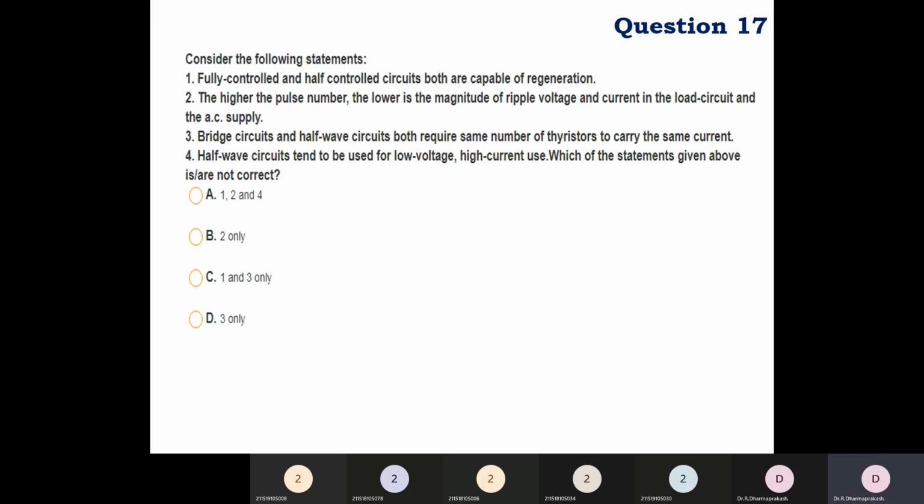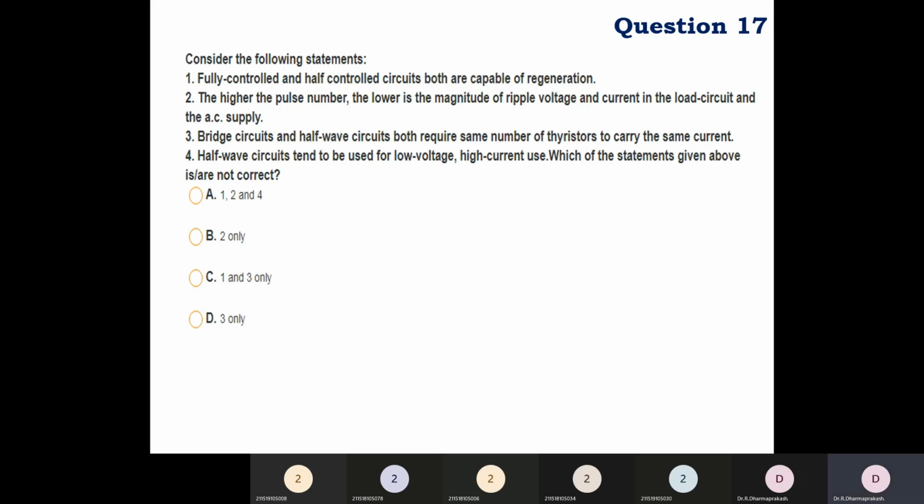Consider the following statements. First one, fully controlled or half controlled circuits both are capable of regeneration. So we know that during regeneration, the current should flow from the load to source. Actually, in a half controlled converter, the current cannot flow from the load to source, so regeneration is not possible. But in case of a fully controlled converter, the current can flow from the load to the supply so that regeneration is possible.